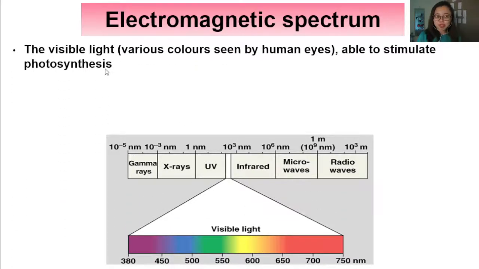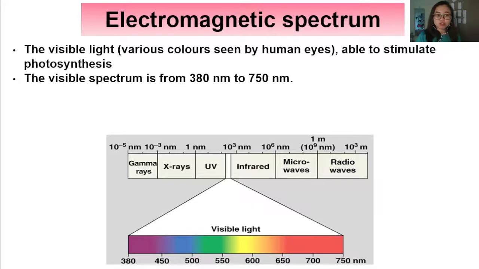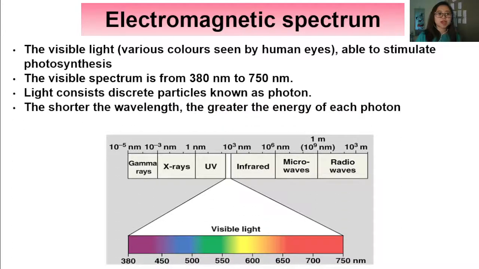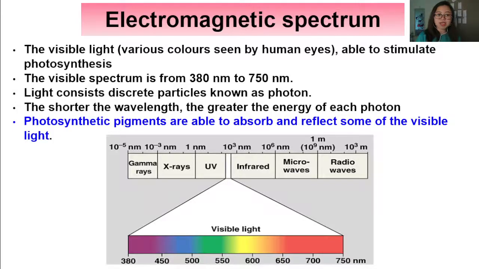The visible light, which is the various colors that are seen by the human eyes, is able to stimulate photosynthesis. The visible spectrum of light is from 380 nanometers to 750 nanometers. So what we can usually see with our naked eyes is within this wavelength of light. And light itself consists of discrete particles known as photons. The shorter the wavelength of the photon, the greater the energy carried by each photon. And photosynthetic pigments are able to absorb and reflect some of the visible light.